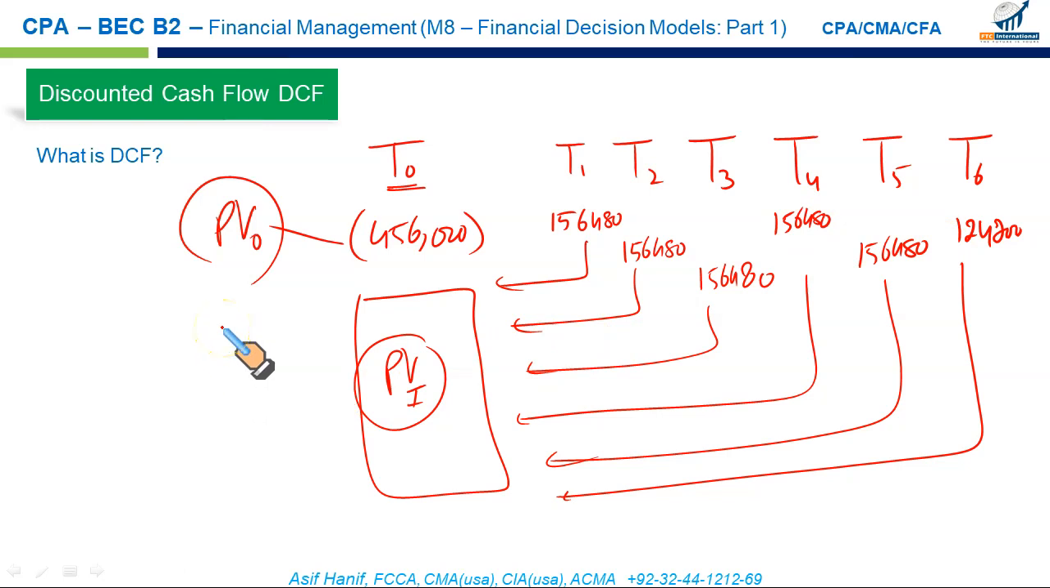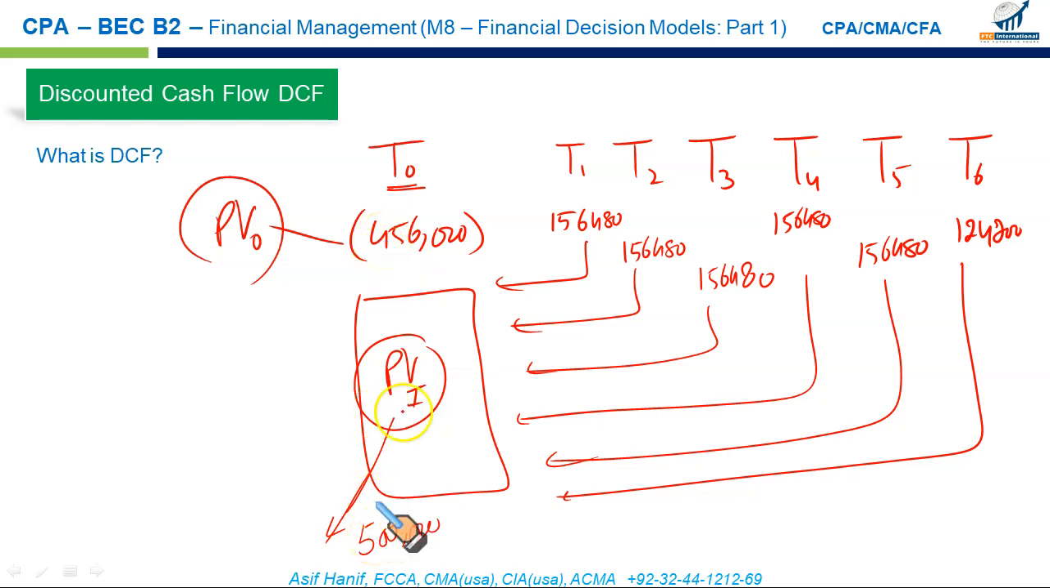Let's just give an example. If the present value of the future cash flows from T1 to T6, let's say, is $500,000 discounted at a certain rate, we'll discuss. That means if I invest 456,000 now, at this very moment, the future cash flows will be equal to $500,000, which means I will receive more than what I invest.